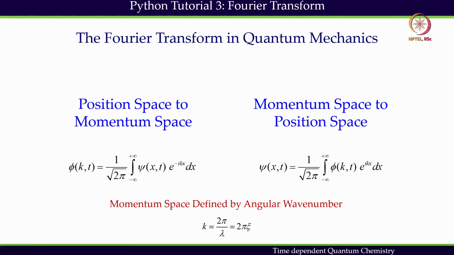We need to do this Fourier transform of a wave function on many occasions, particularly while finding the numerical solution to the TDSE. So, we will go over it. In quantum mechanics, the Fourier transform is used to relate the position space and the momentum space wave function.